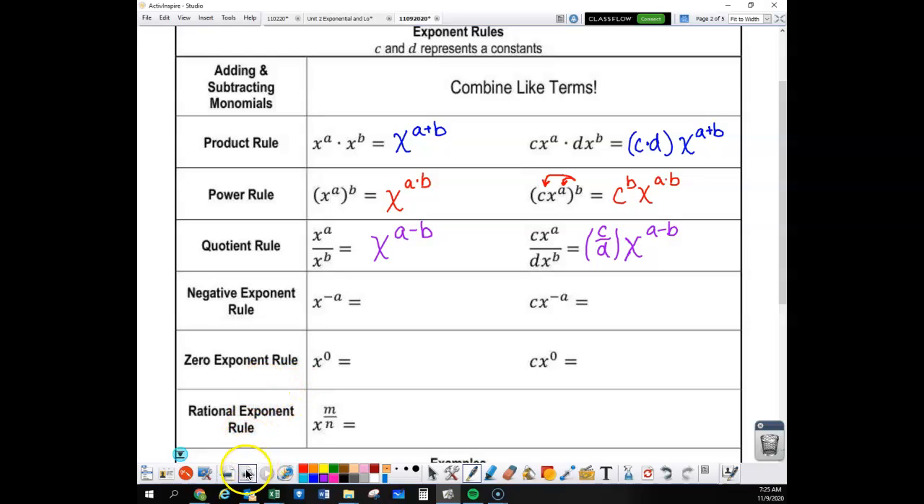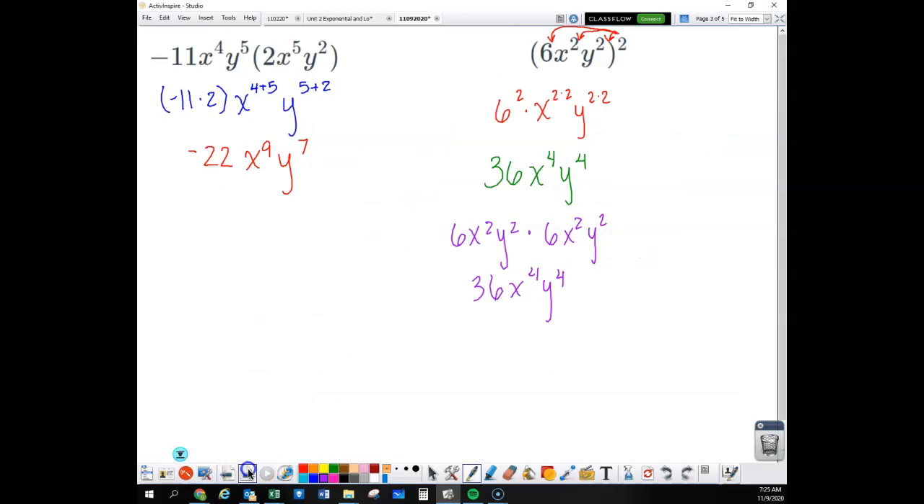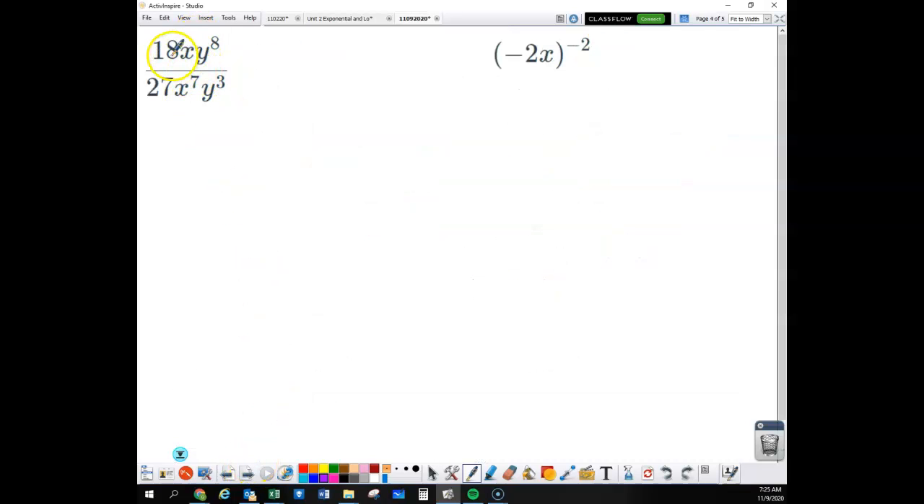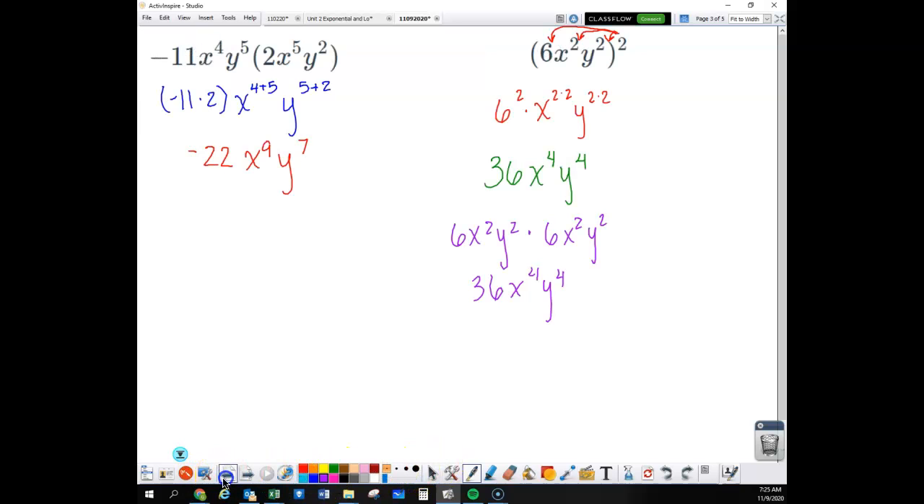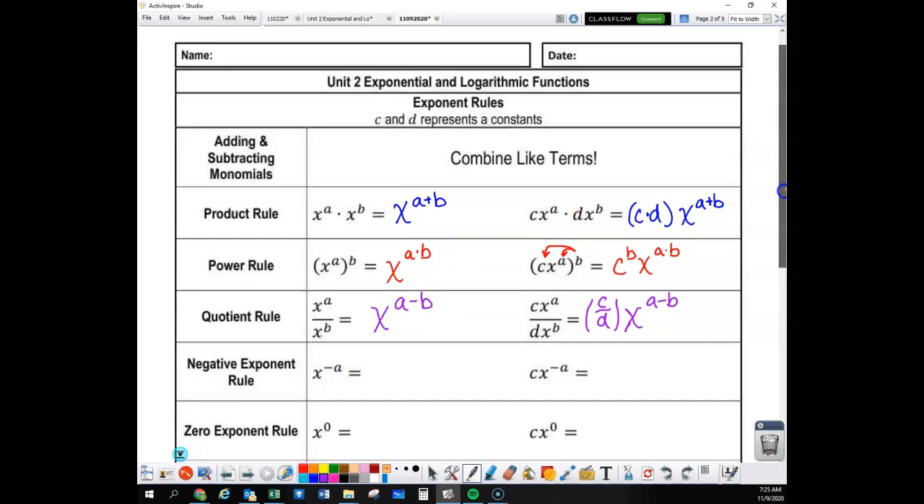Okay, so let's do an example about that. So here I have 18xy to the power of 8 divided by 27x to the 7 y cubed. All right, so I messed up. I should have done something else first. Yeah, let me go back. Hold on, I want to do something else first.